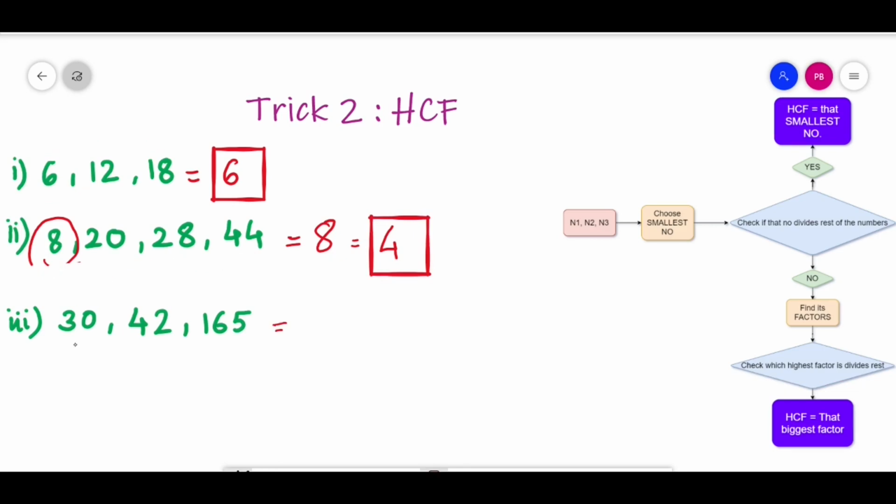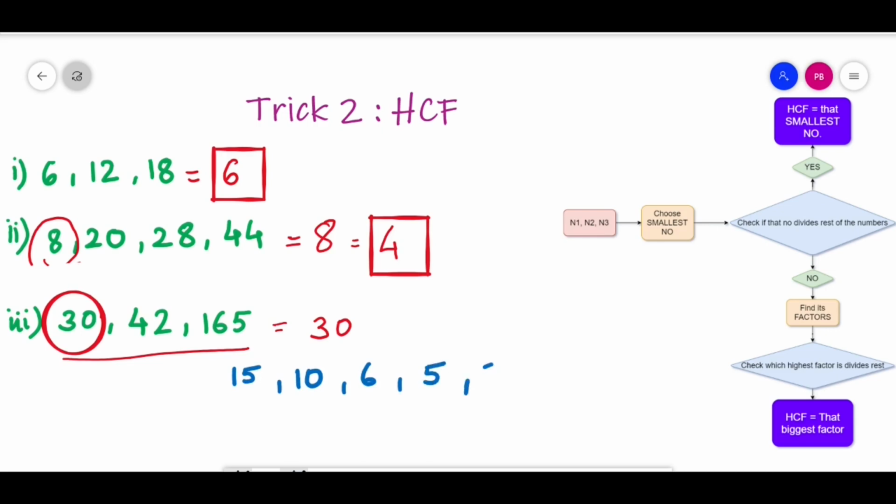Moving on to the next one. 30, 42, 165. Three numbers. Choose the smallest one and which is 30. So take 30. Now check if these numbers are completely divisible by 30 or not. So it's clearly no. So let's find out the factors of 30, which are 15, 10, 6, 5, 3 and 2.